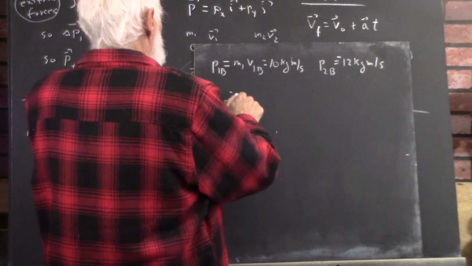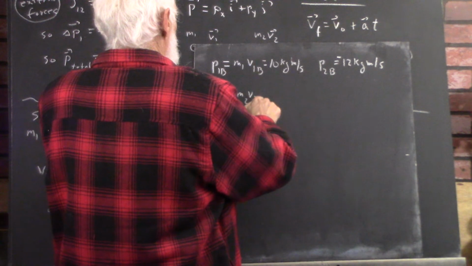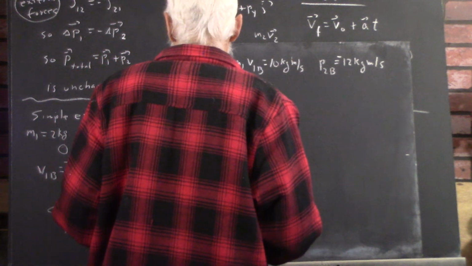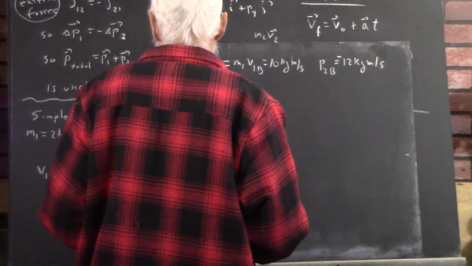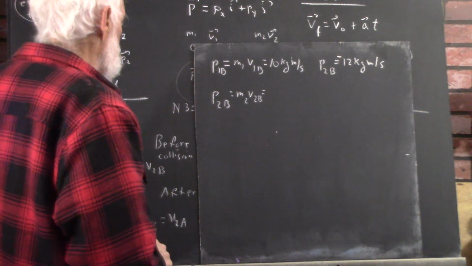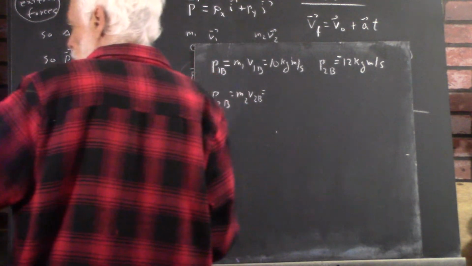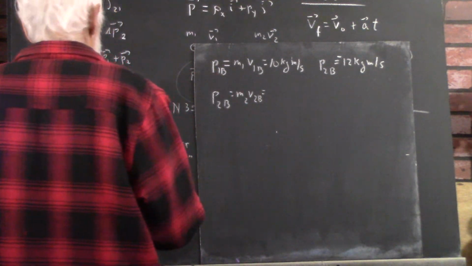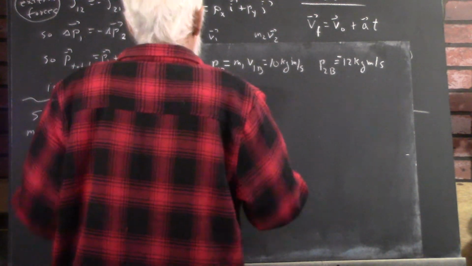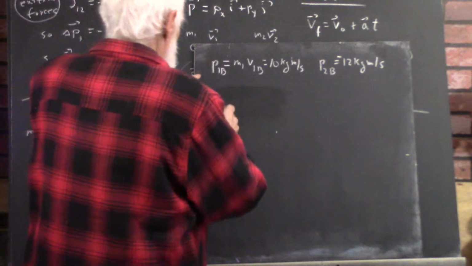P2B is M2 V2B, which is 3 kilograms times negative 4 meters per second. And what am I doing? I'm doing P2B again. I want to do P1 after. I looked at this and wrote down something that just wasn't necessary.